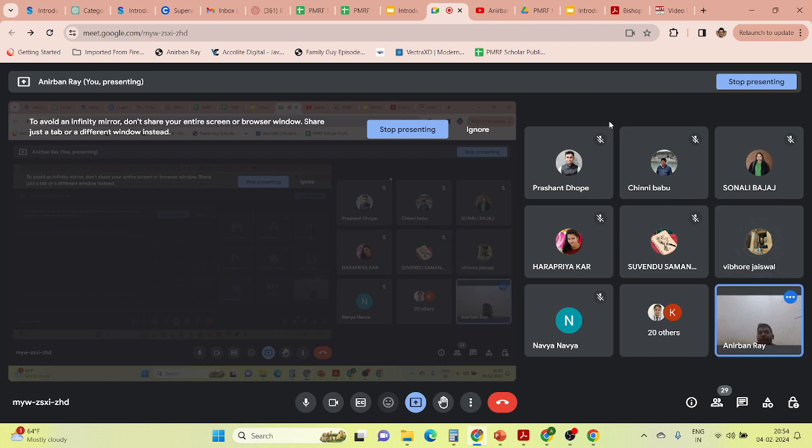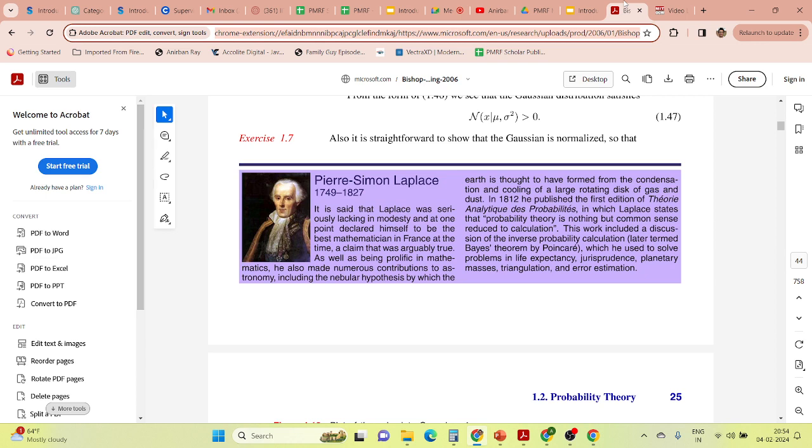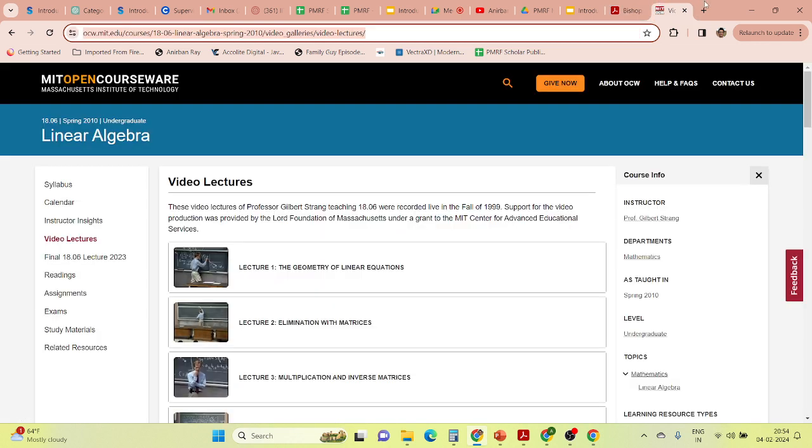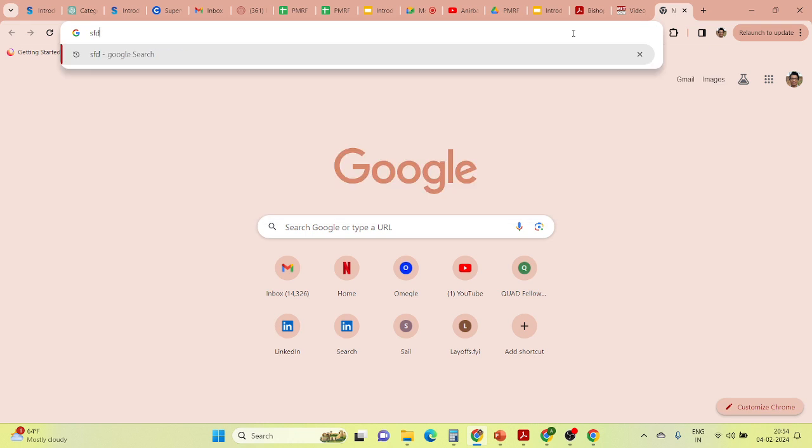Probability. You put down probability. Bishop is only a summary actually, so maybe harder to learn. The probability you can learn from an IIT professor.